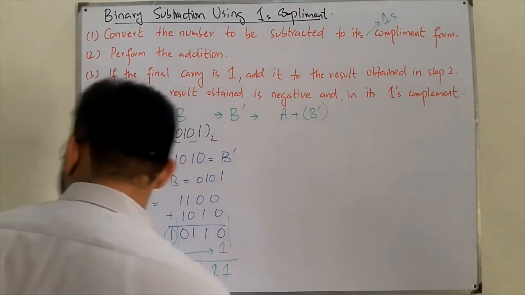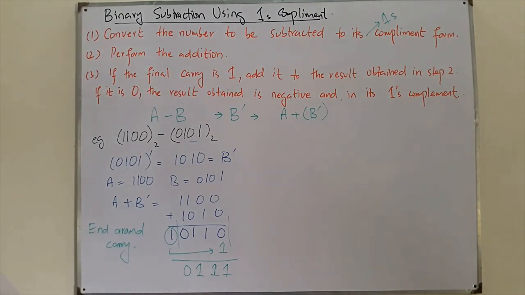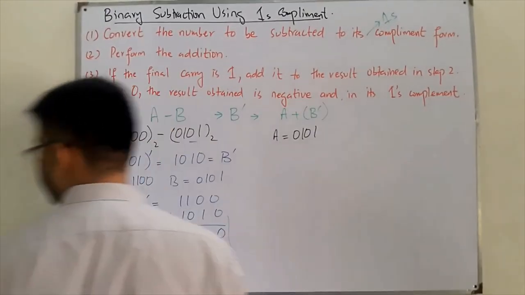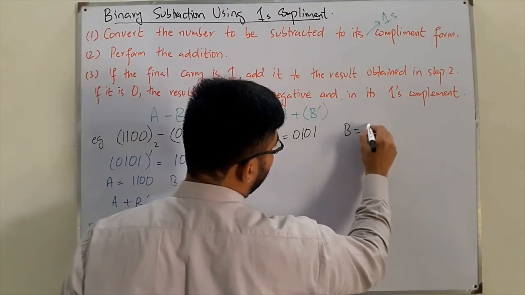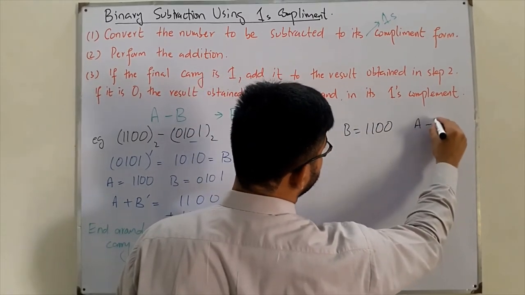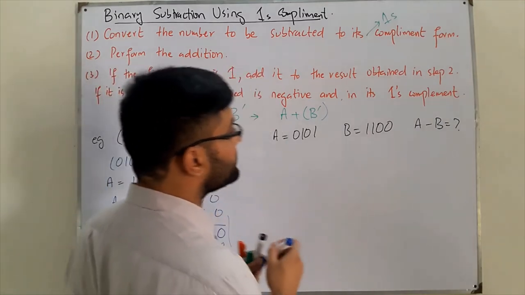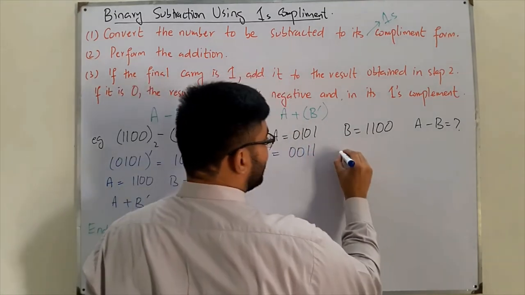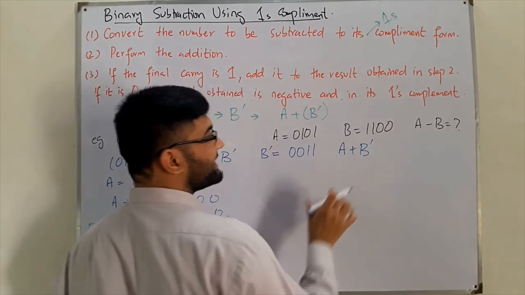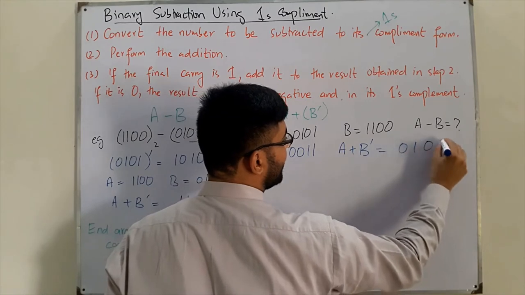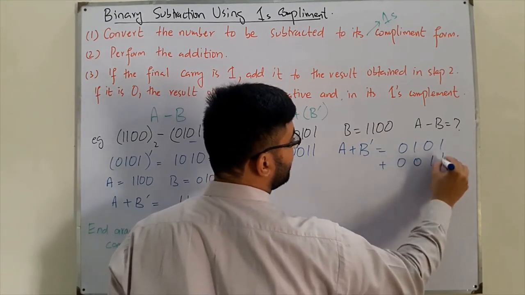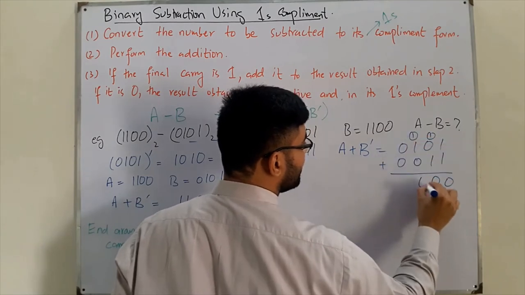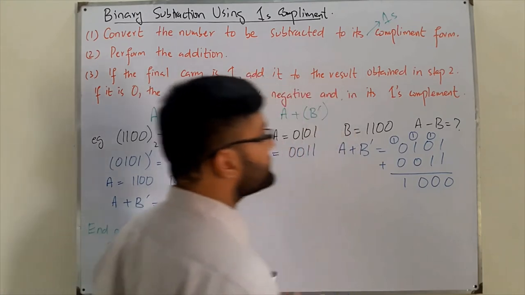Now, let's say we have another example. A is 0101, and B is 1100, all right? And we need A minus B. A minus B can also be found through A plus B's complement. So B's complement would be what? Invert the bits: 0011. So now A is 0101, and B's complement is 0011. All right. So 1 plus 1 would be 10, and again 1 plus 1 would be 10, and we have a 1 finally with it. So the sum is 1000.